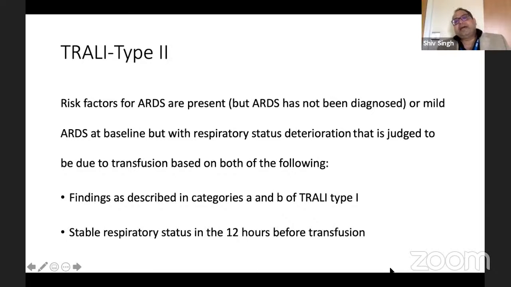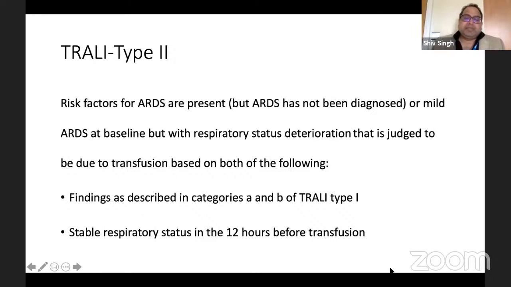But ARDS has not been diagnosed, or it is mild ARDS at baseline with respiratory status deterioration that is due to transfusion. So there is transfusion, there are risk factors present for ARDS, but it's not full-blown ARDS. And then you give transfusion and things deteriorate. The patient goes into acute respiratory distress, you see changes on the chest X-ray, and there is no evidence of increased left atrial hypertension.